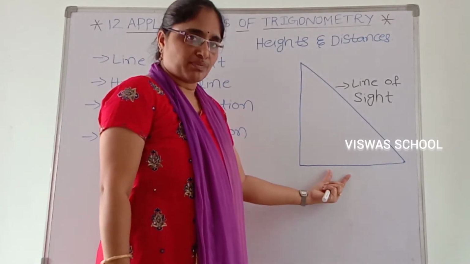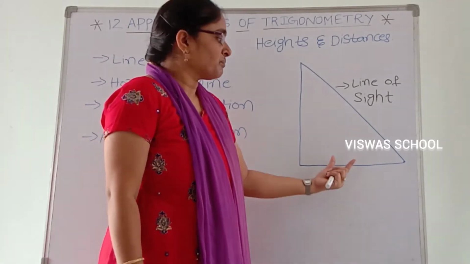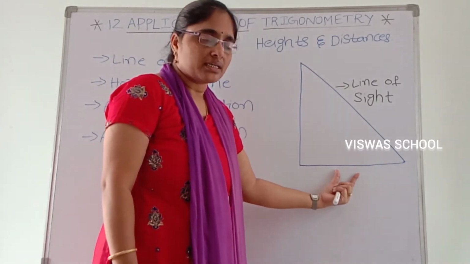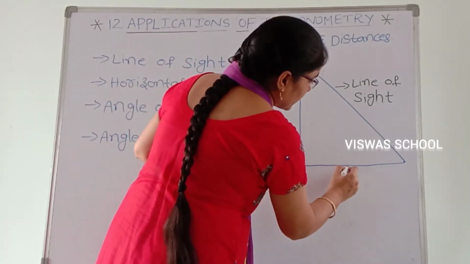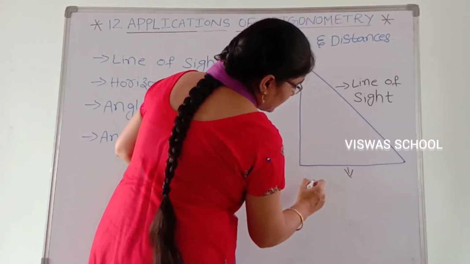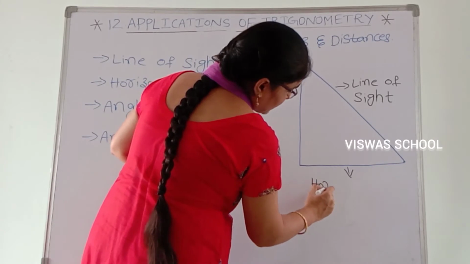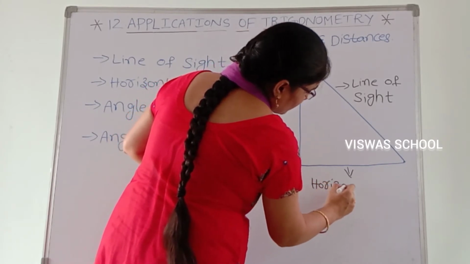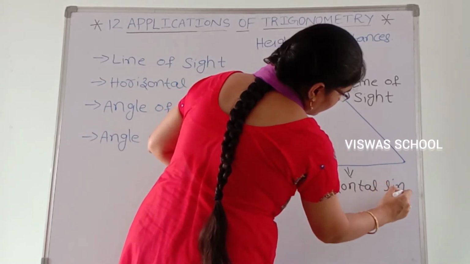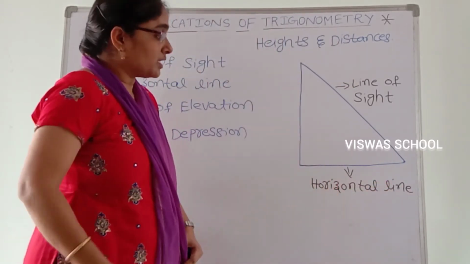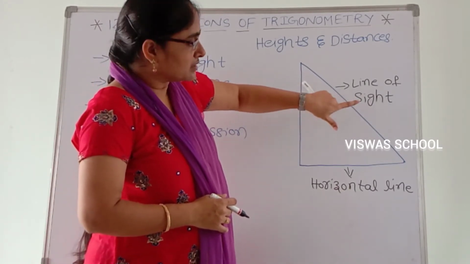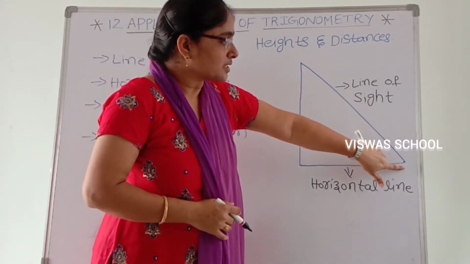And this is the distance from the object to the person. And what is this line? If you observe, this is parallel to the earth. That is, this line is called the horizontal line.